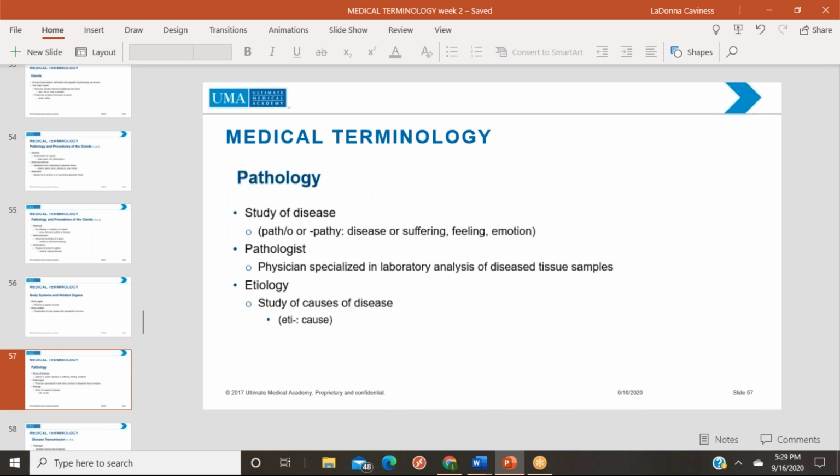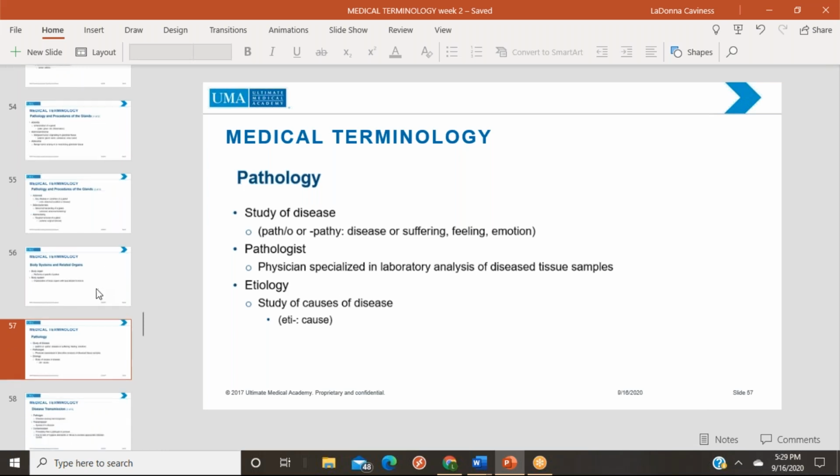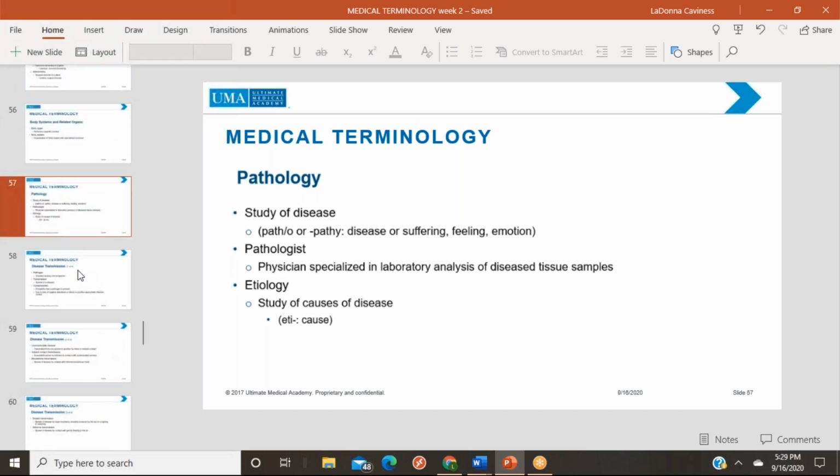Pathology is the study of PATH, with your combining vowel O, or pathy: diseases or disease, or suffering, feeling, emotion. A pathologist is a physician who specializes in laboratory analysis of disease tissue samples. Etiology is the study or cause of a disease. ETI means cause of something, cause of a disease.